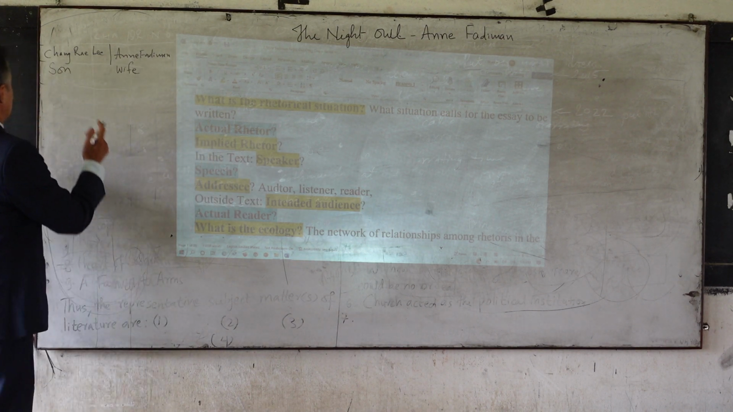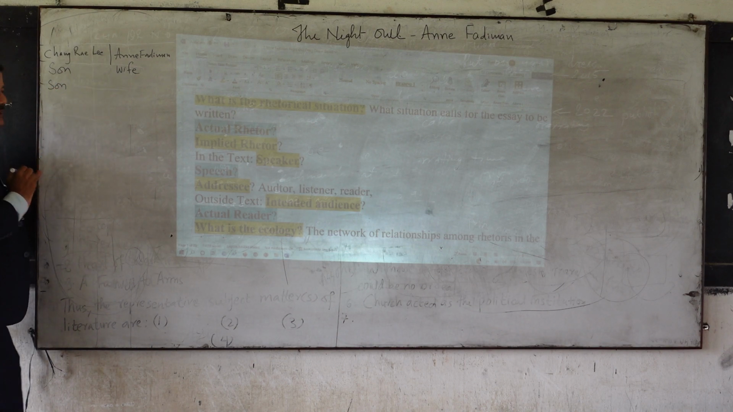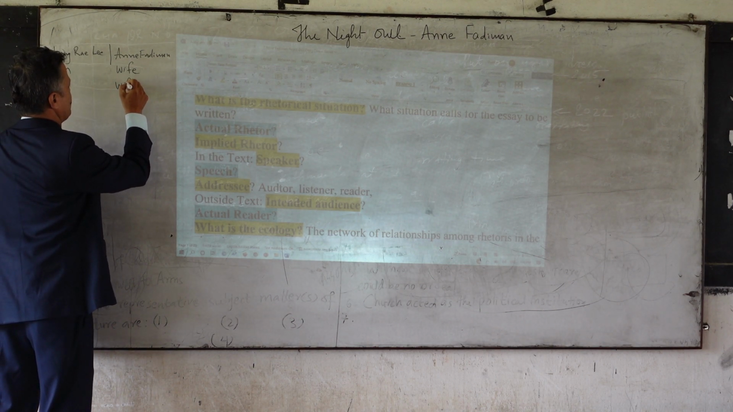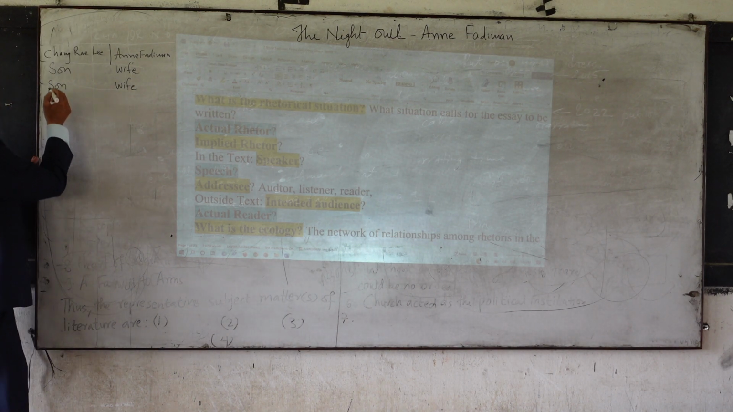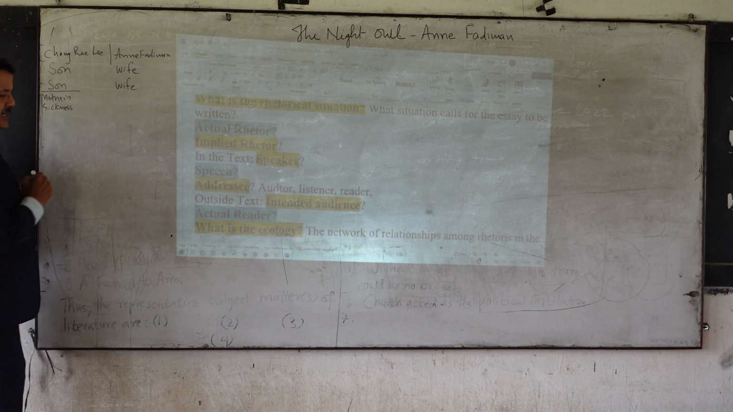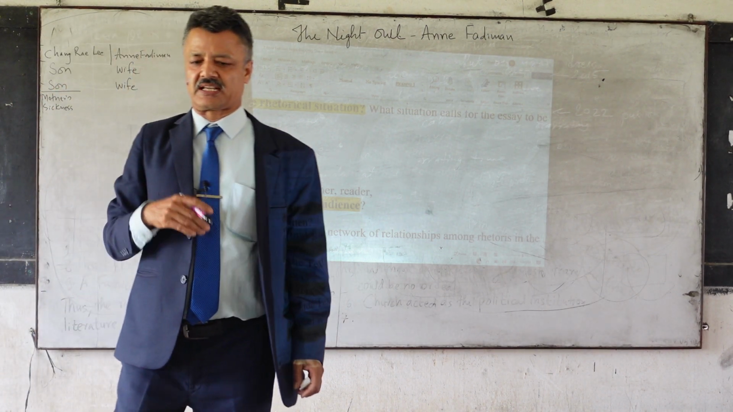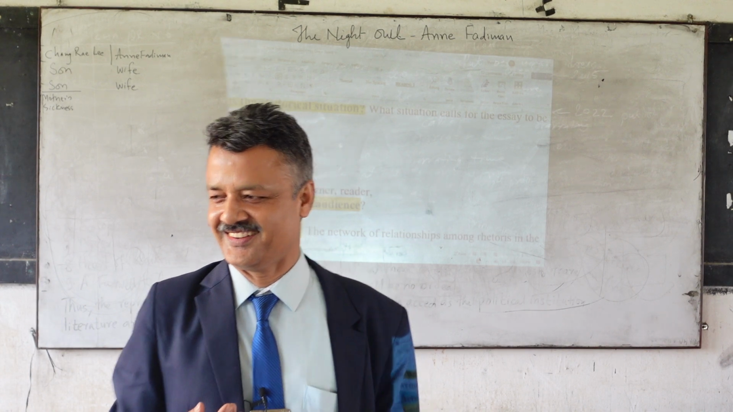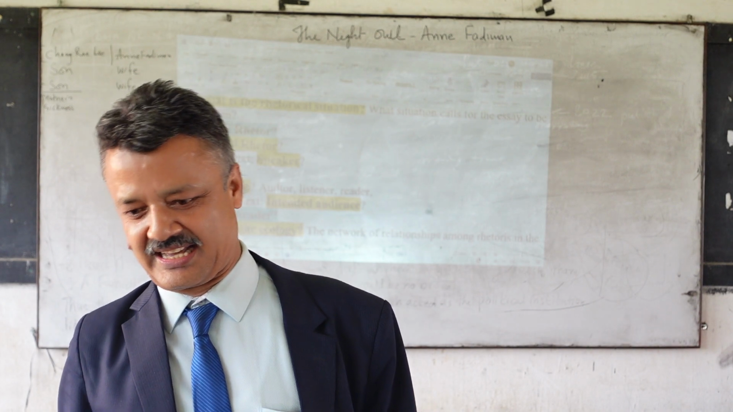Okay, then we have speaker. So in the first text, the son is the speaker. In the second text, the wife is the speaker, okay. Speech. So in the first text, the speech is about mother's sickness, right? What is the speech about in the second text? Sleeping and waking habits or nature of a person. Okay, sleeping and waking habits of?